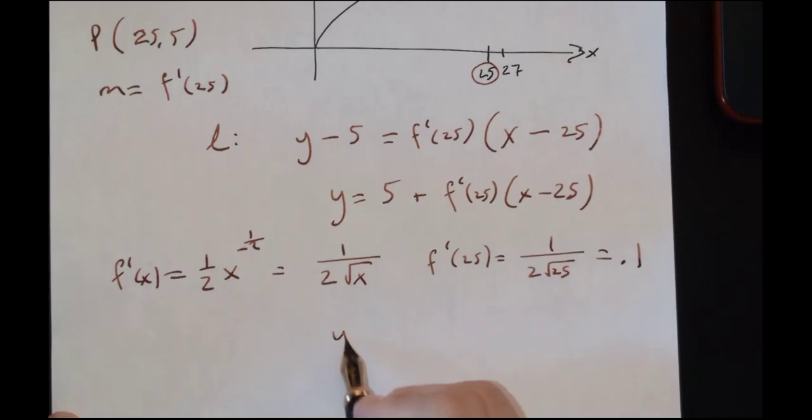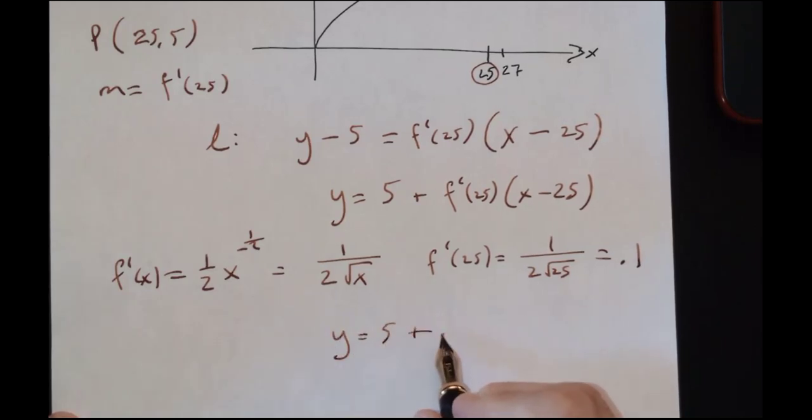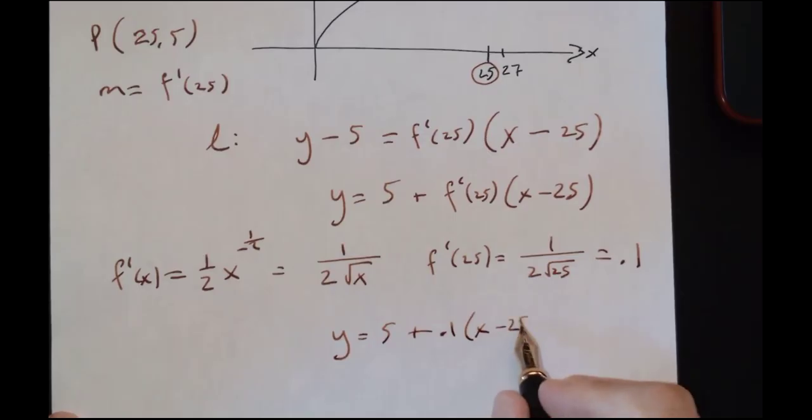So if I want square root of 27, I just put 27 in there.